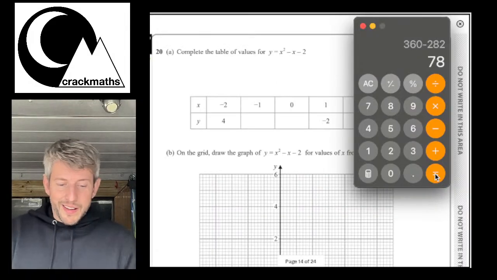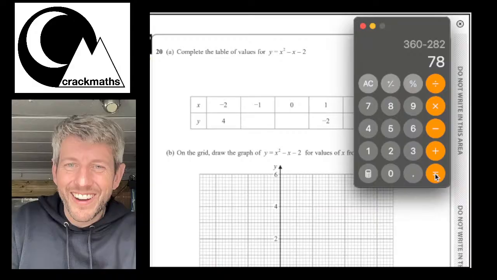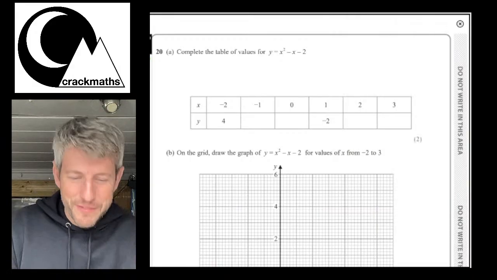Right. Oh no, a graph. Right, actually they're okay. They're just difficult to put on the screen.